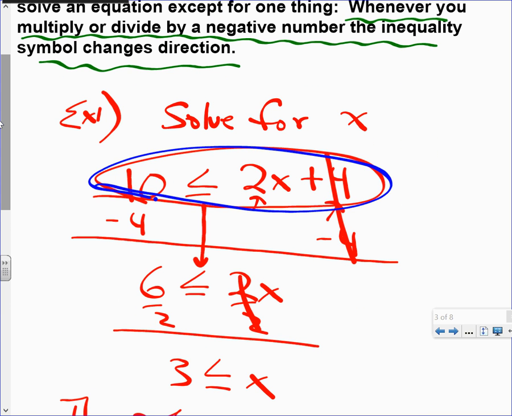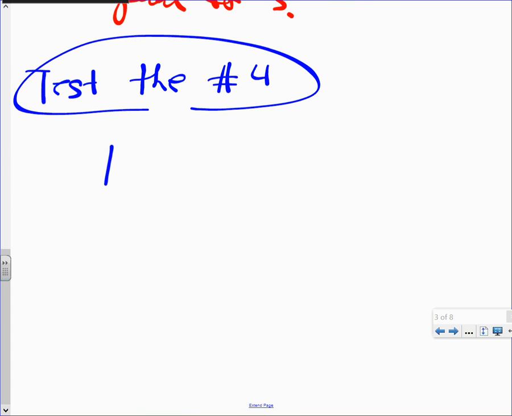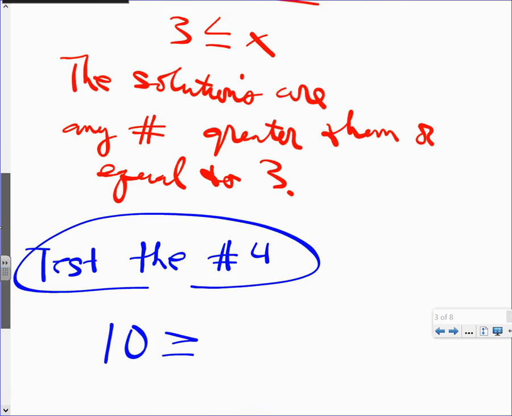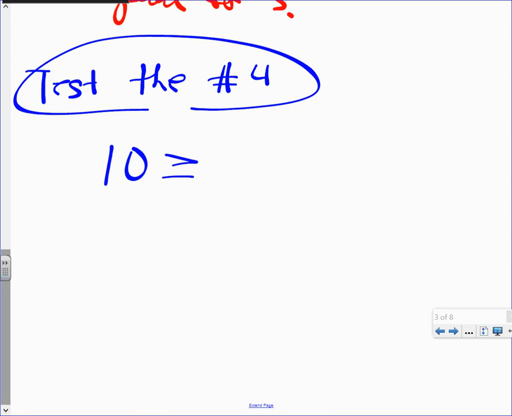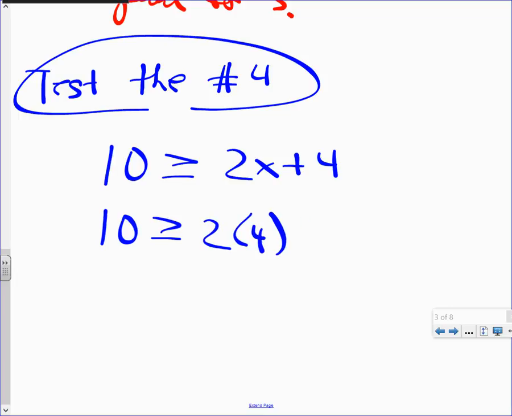I'm going to test now. On your notes, let's put test the number 4. Notice, I'm just picking any number. It's Adiola's favorite number. It's bigger. I'm testing any number that's bigger than 3 and see if it actually satisfies the original inequality. It's the one that we started off with right here. So let me rewrite this inequality down here in blue. I got 10 greater than or equal to 2x plus 4. Let's see if 4 satisfies. Wherever I see x now, I'll replace it with 4. Rodriguez, stay with me. Watch this. 10 greater than or equal to 2 times 4 plus 4.